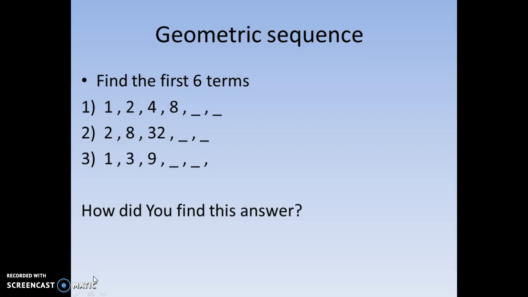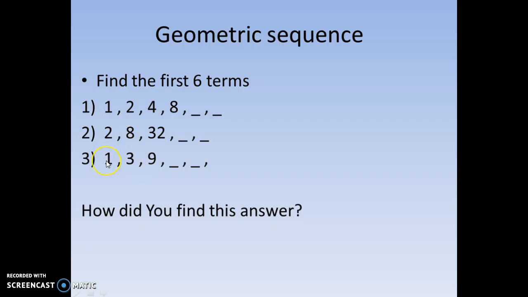Now number 3, let's look at this. Let's see if we can figure out a rule for this. We start at 1, we go to 3, then we go to 9. Let's say we didn't know exactly how to get to the next term, like we couldn't figure out what to multiply by. A good trick is, couldn't we take this 9, or the next term, and divide it by the term before it? Or even this one, 3 divided by 1.